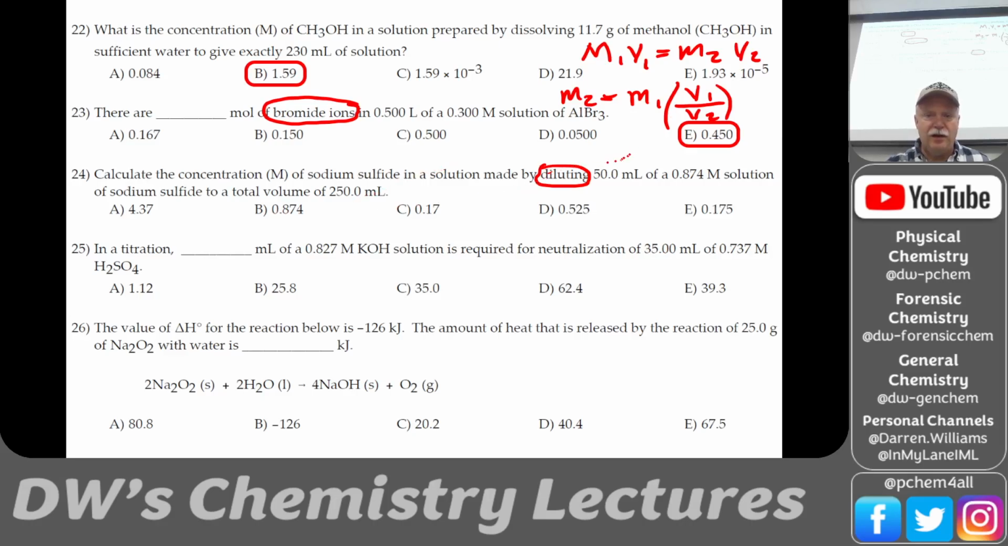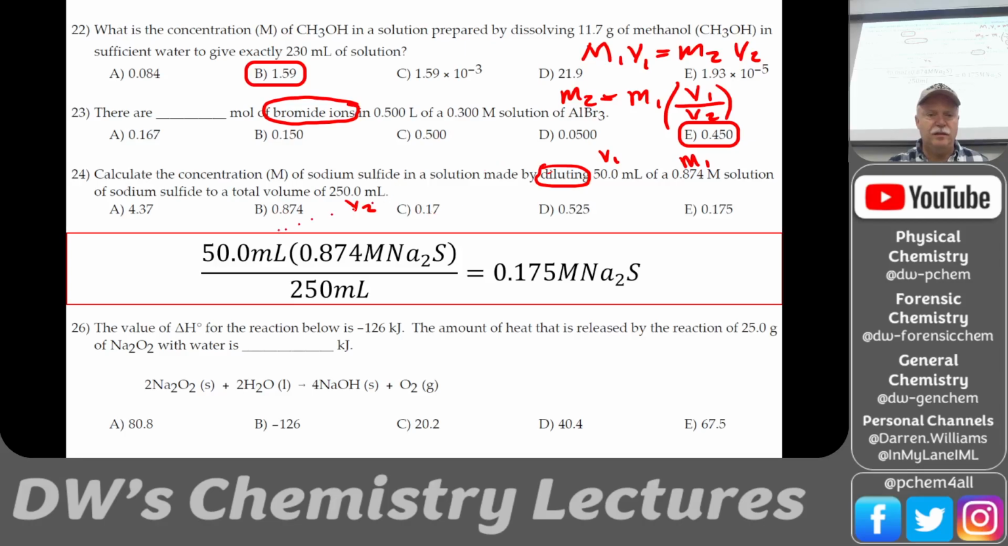Let's see if I can identify all of those. We're diluting this amount to a total volume. And so this is V1 here, and this is M1, and this is V2. So I have all of my numbers that I need, and I can solve for that. So this is V1 over V2, and this is M1. And I get M2. So dilution equations are great. You're typically given 3 out of the 4 things you need. Super easy, no tricks.